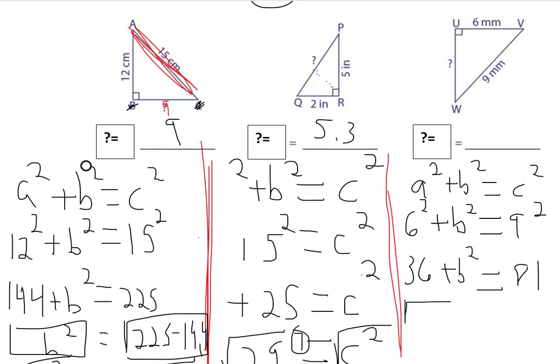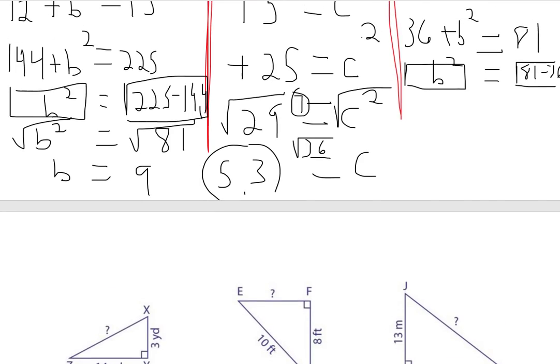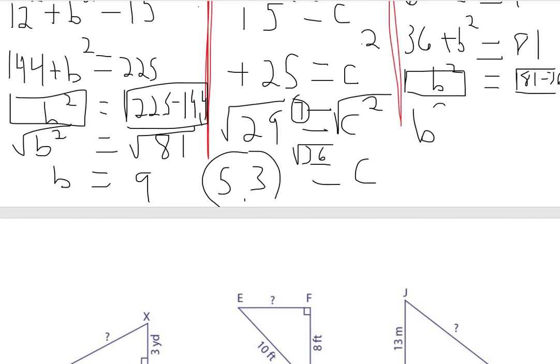So now you're going to do your boxes here. I get 81 minus 36. Sorry, I'm running out of room right here. And then B squared is going to stay on the left-hand side. I'm going to say B squared is equal to 81 minus 36. That gives, what is that, 45? Looks good. So the square root of B squared, the square root of 45.